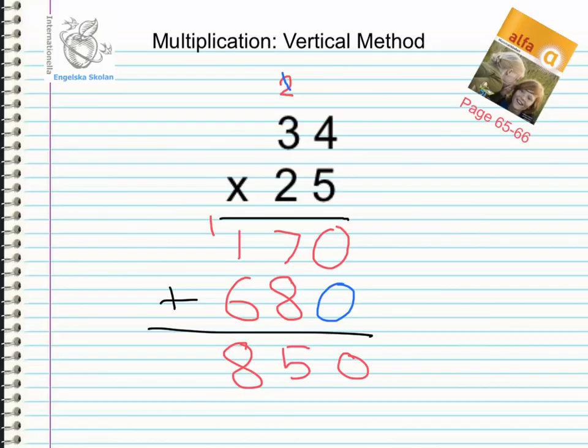There are some really good questions on pages 65 and 66 of the Alpha textbook. Remember, the important features which we've talked about today was the placeholder. Always need to put the placeholder in when we're multiplying by the tens column. Also, when it comes to the floating number on the top, we must add that after we have done the multiplication question.